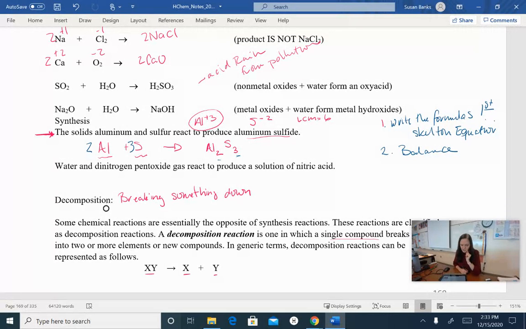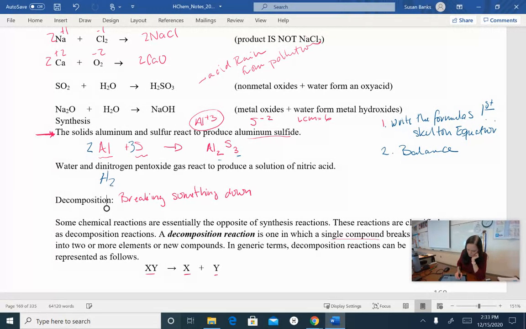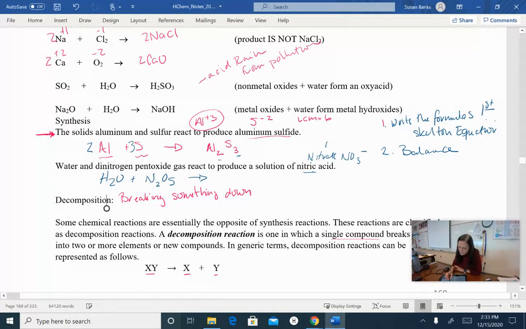Okay? All right, we've got water, and we've got dinitrogen pentoxide, so di means 2, and pent means 5, so 5 oxygens react to make nitric acid. Acids with an ic ending come from ate, so I'm looking for nitrate, which is NO3 -1. Now remember, we're balancing those charges with positive hydrogens. So I need 1 positive hydrogen and 1 nitrate to make nitric acid.